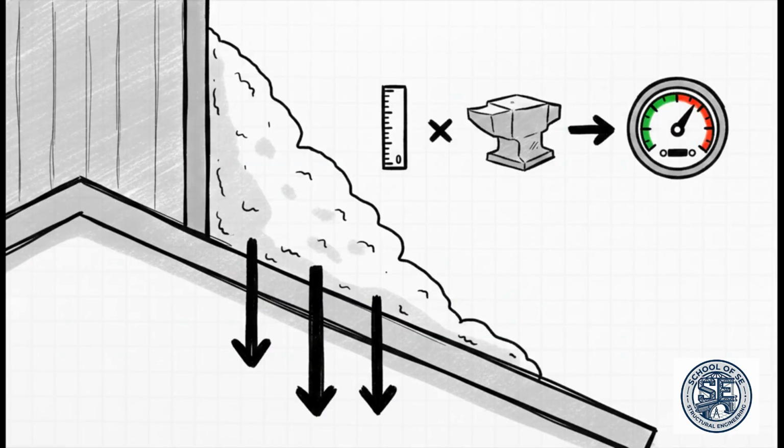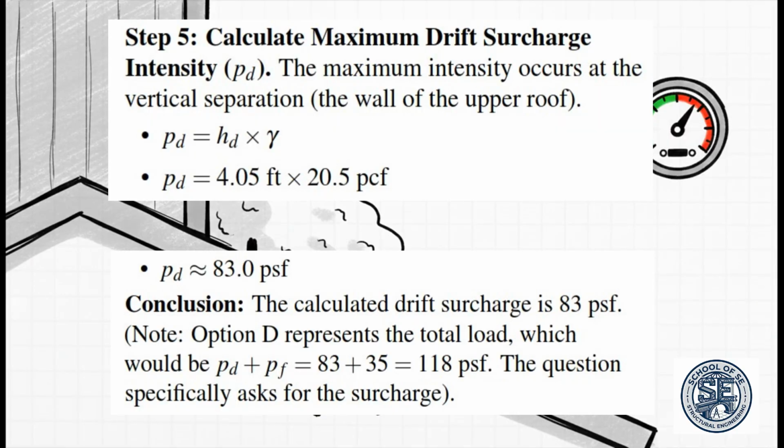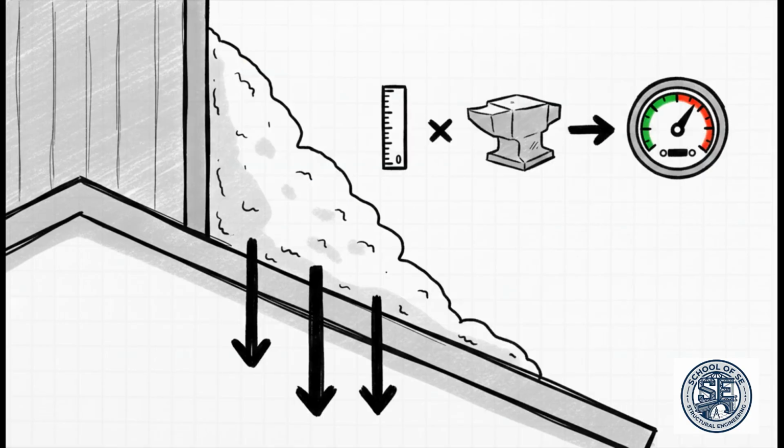Finally, Step 5, finding the maximum drift surcharge intensity, PD. The absolute maximum intensity happens right at that vertical separation, the wall of the upper roof where the snow pile is deepest. To find a pressure, you just multiply a height by a density. So multiplying our full 4.05-foot drift height by our calculated snow density of 20.5 PCF gives us our maximum surcharge intensity right at the wall, exactly 83.0 PSF.